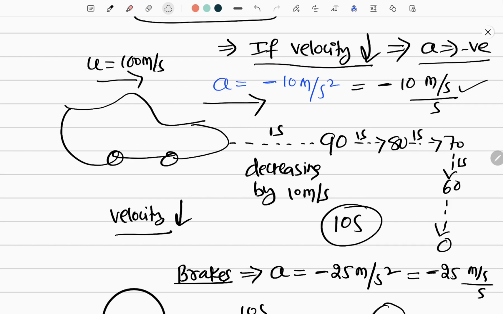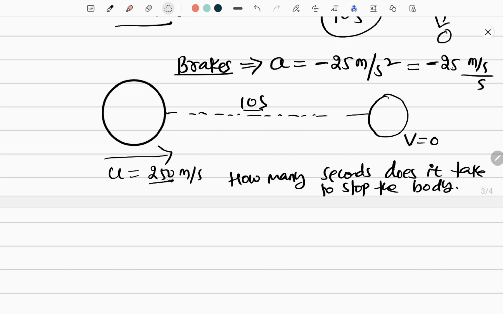Look at this, 100 meter per second was the velocity, no? Minus 10 meter per second square acceleration is there, means for every second 10 is decreasing. So to make 100 into 0 at every interval of 10, it will take 10 seconds. Like that 250 is there. To make this 250 into 0 in installments of 25, it will take 10 seconds.